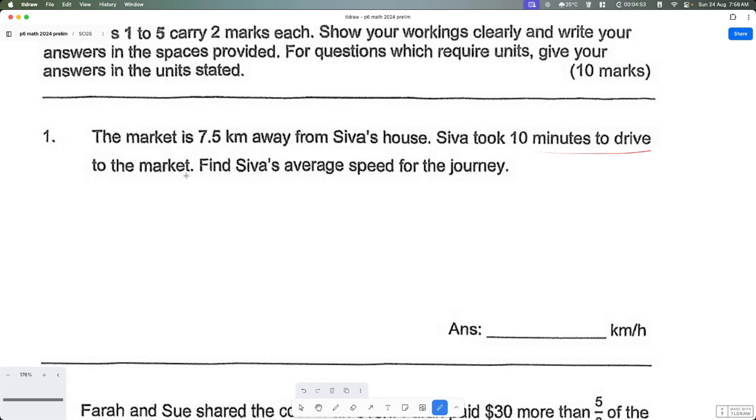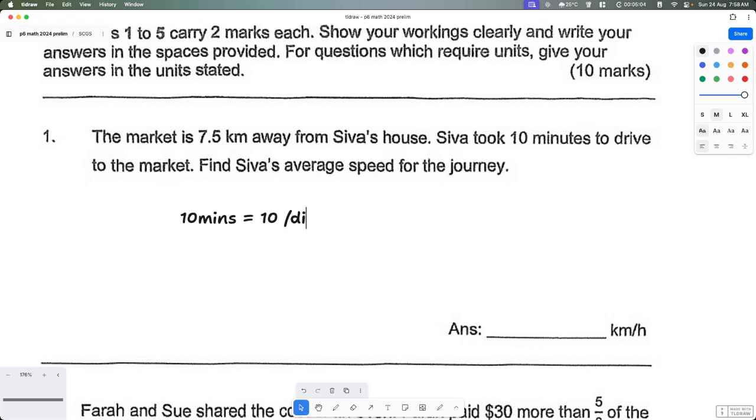Siva took 10 minutes to drive to the market. Find Siva's average speed for the journey. First we need to convert 10 minutes to hours. So we have 10 divided by 60, which gives 1/6 hours. Speed is equal to distance divided by time. In this case we have 7.5 divided by the time, which is 1/6.